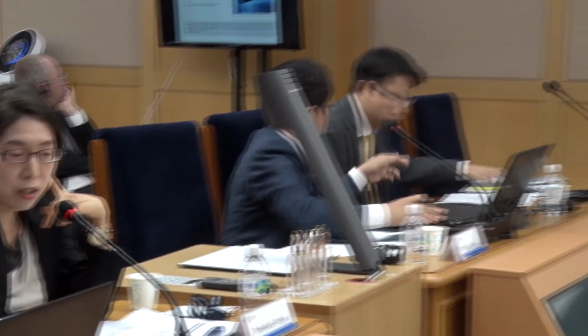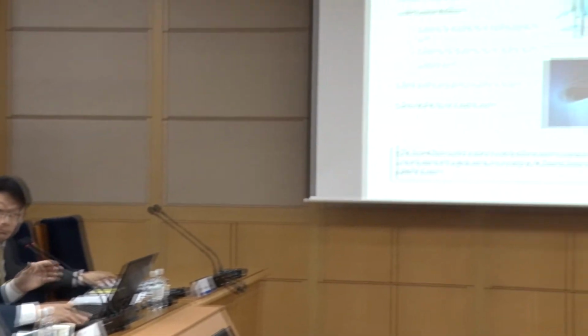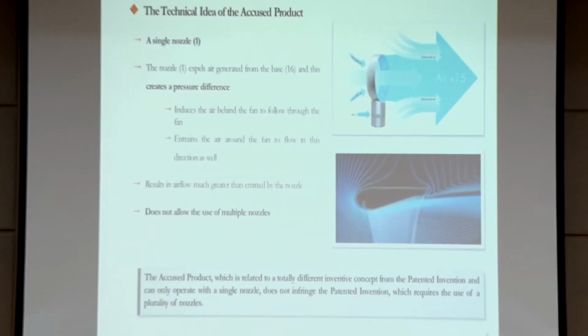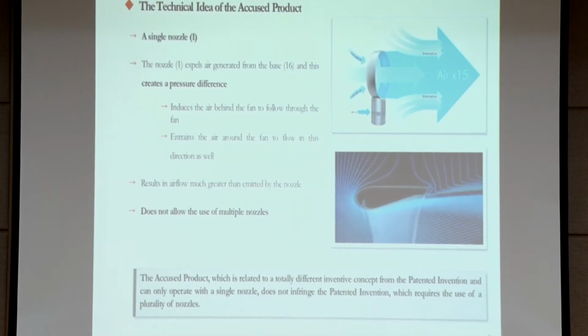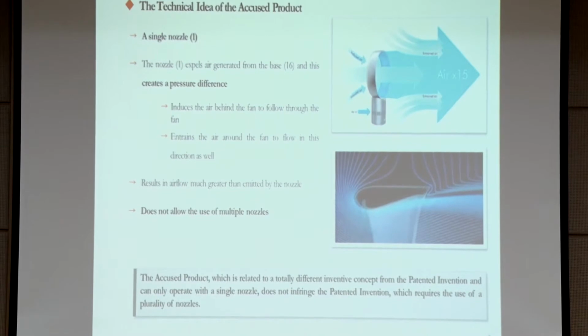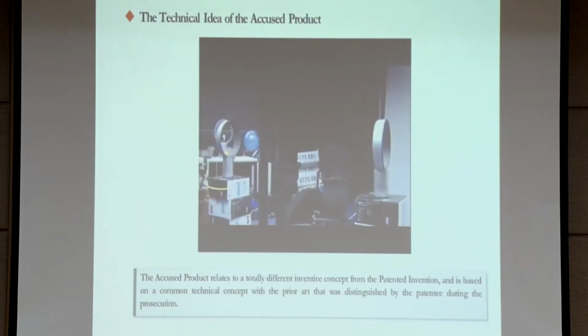With this pressure difference, you will see two things happening. One, it induces air behind the fan to follow and pass through the fan, and two, it will cause the air around the fan to also travel and move together with the wind. The result is that the wind flow generated by the fan is much greater than what's emitted by the nozzle itself, up to 15 times greater. It works like this.